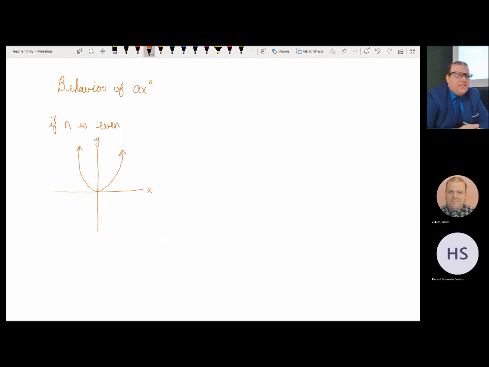Not x, n. As n increases, for even. Doesn't that make it a skinnier parabola? No. I know what you're trying to say, but skinnier is the wrong term. Okay, vertical stretch. This flattens. So you're eventually going to have something that looks like this, sort of. It becomes more beaker-like as the power of n increases.